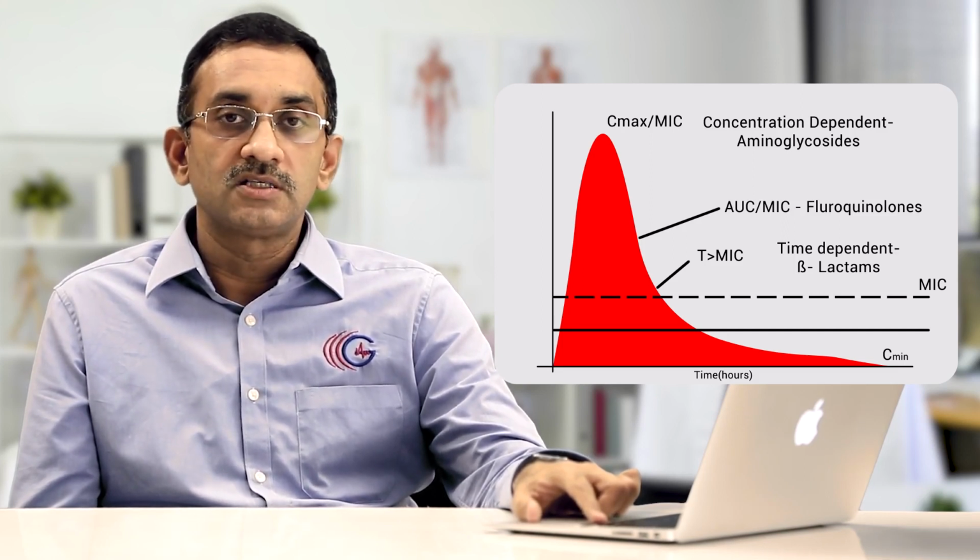What do I mean by concentration dependent? If the concentration of the drug is much higher than the MIC, then they are very effective. The fundamental property that determines their efficacy is the concentration over the MIC, and they are called concentration dependent drugs. We say Cmax over MIC. Cmax is the maximum concentration. We know what MIC is. The maximum concentration above MIC will determine the efficacy of the drug. The classic example of this phenomenon is aminoglycosides.